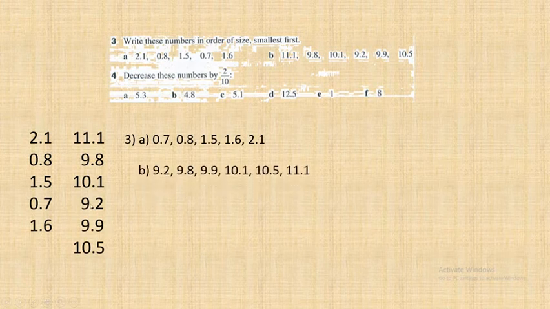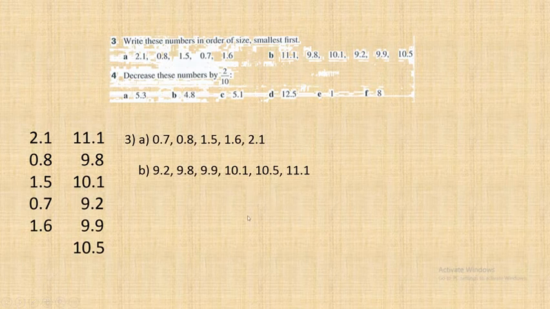And then I will start to look at the whole number again. It's 10, 10, 11. So I will start with 10 and 10. Look at the next digit. Here it's 1 and 5. So I will start with 10.1 and then 10.5. And at the end, I will write down 11.1.